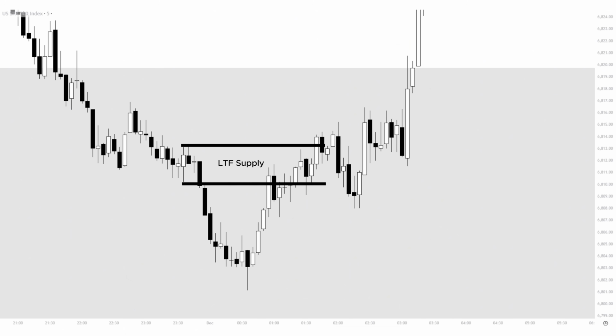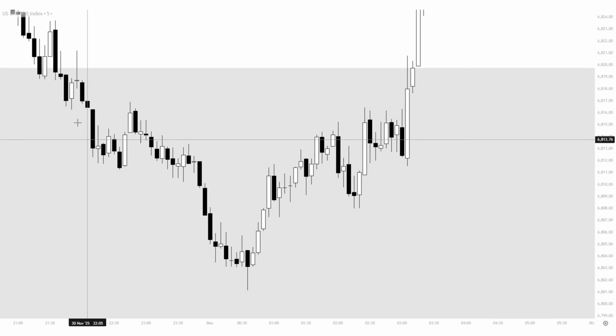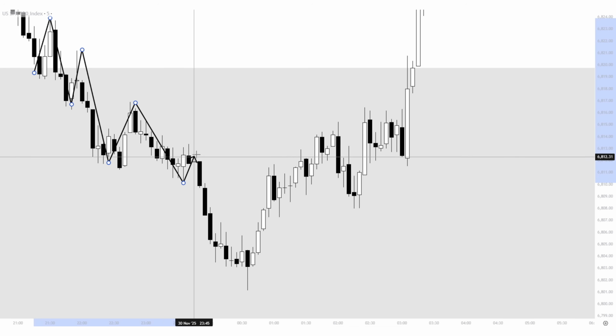Because the supply is bearish, but the demand is bullish, so they're two completely different structures moving in two completely different directions. In that case, the high time frame one takes priority, being the demand in this specific scenario.